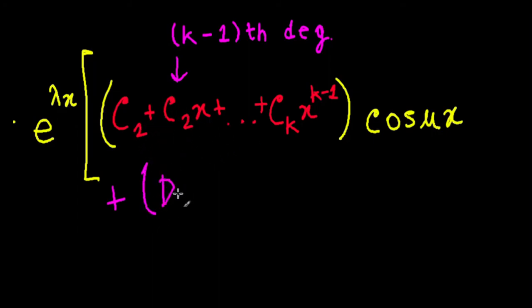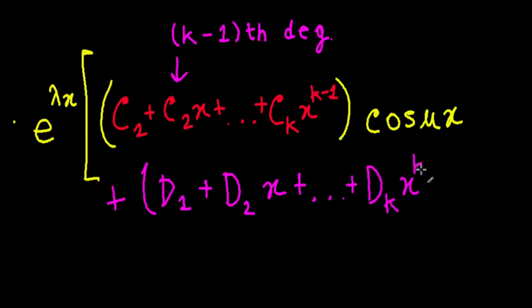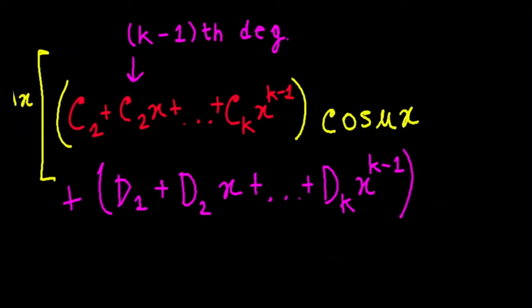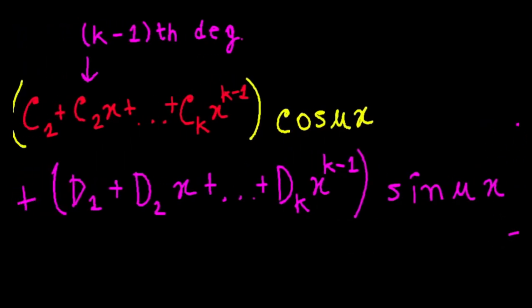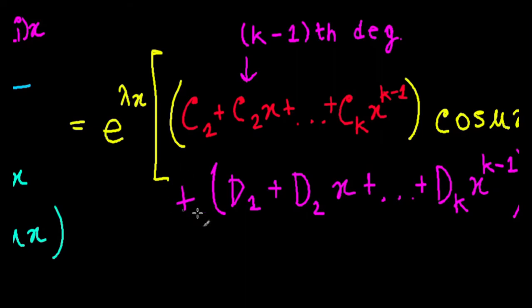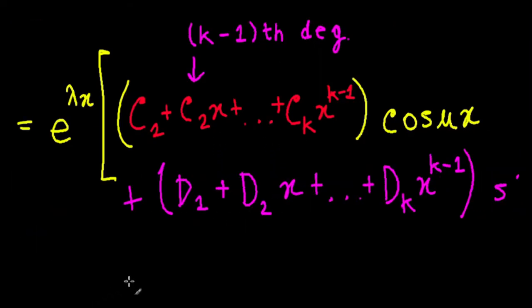So what we're gonna have here is some d sub 1, some constant d sub 2 multiplied by x, all the way up to some constant d sub k multiplied by, well, the power of x is gonna be 1 less than k. And this is gonna be multiplied by sine of mu x, where mu is the imaginary part of your solutions. All of this we are gonna enclose in a big square bracket. All of this is multiplied by the exponential. This is the most concise form.